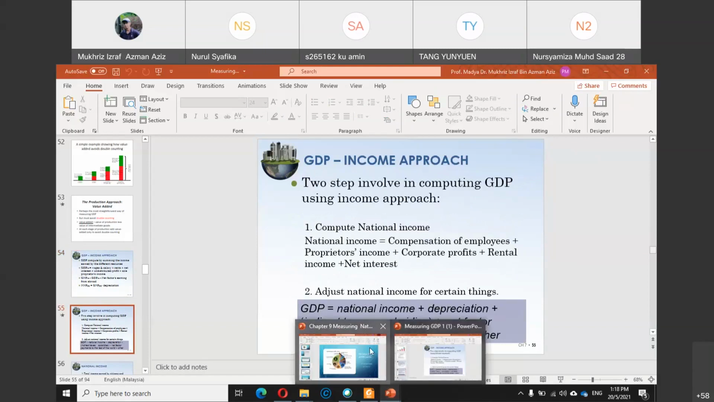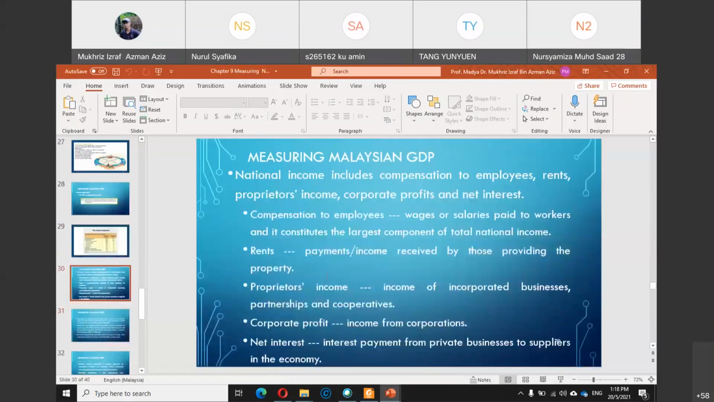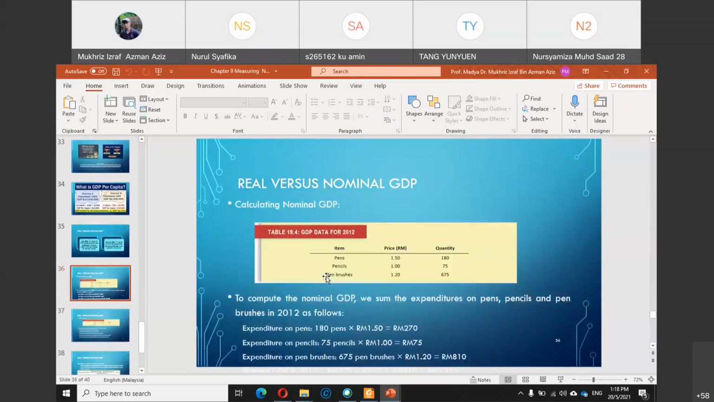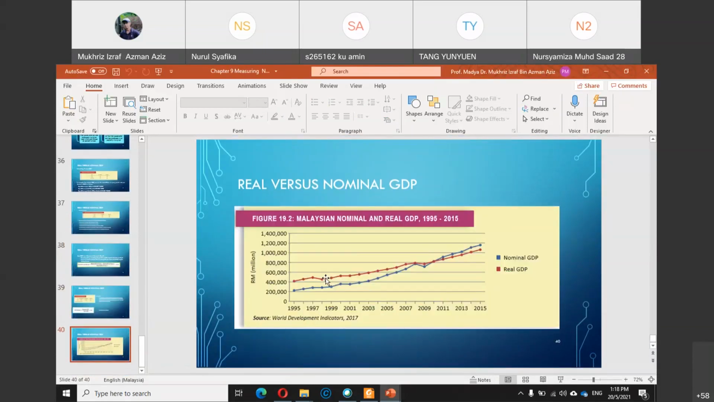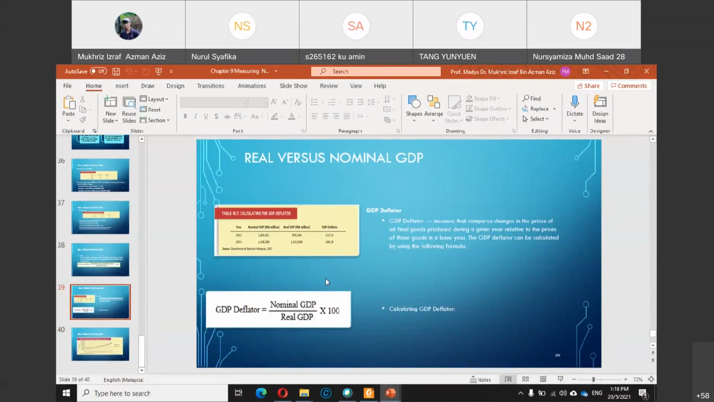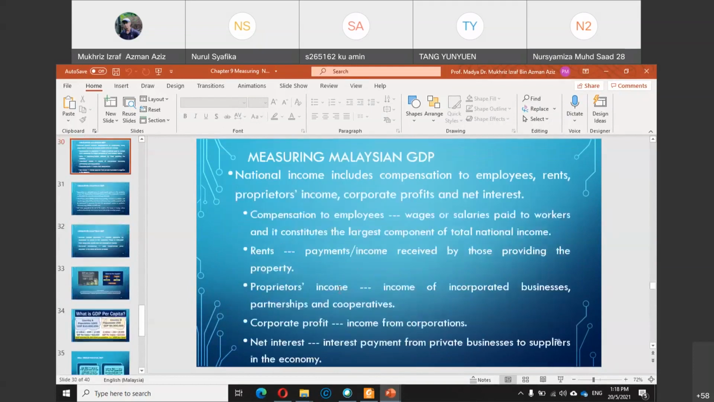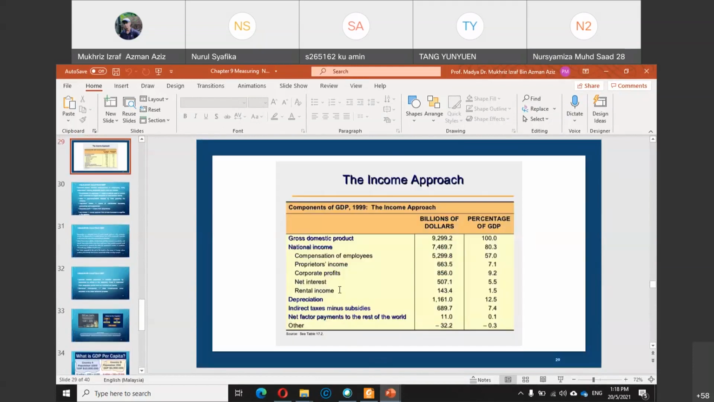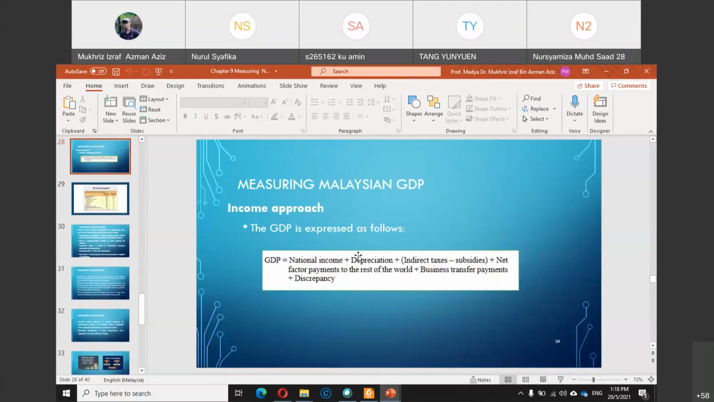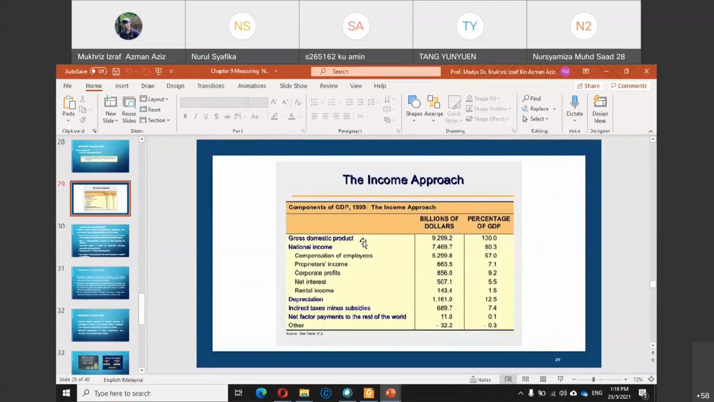For this topic, what I don't really like is to go too much into detail, because many of the students cannot really see the connection between the two methods, income approach versus expenditure approach, especially the components inside.